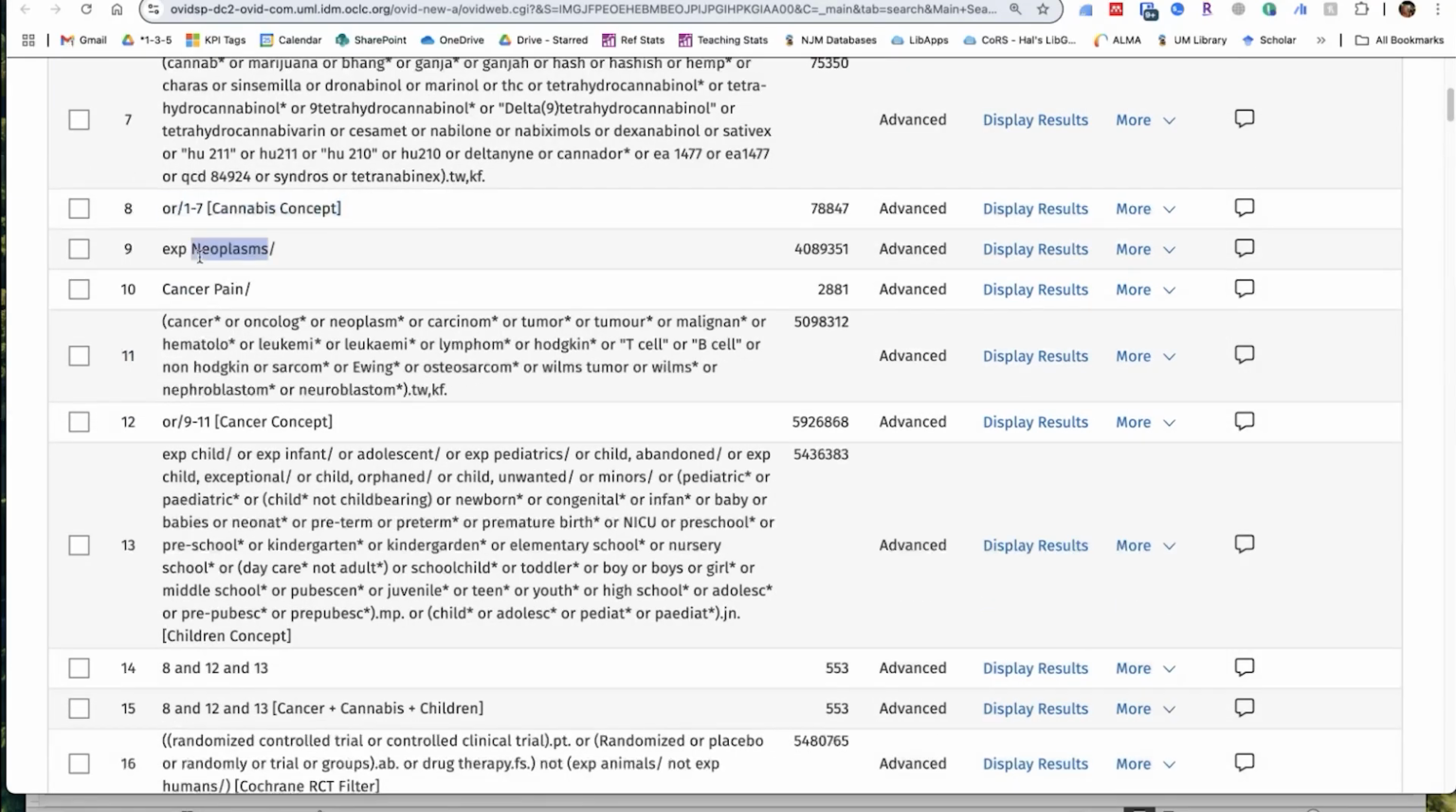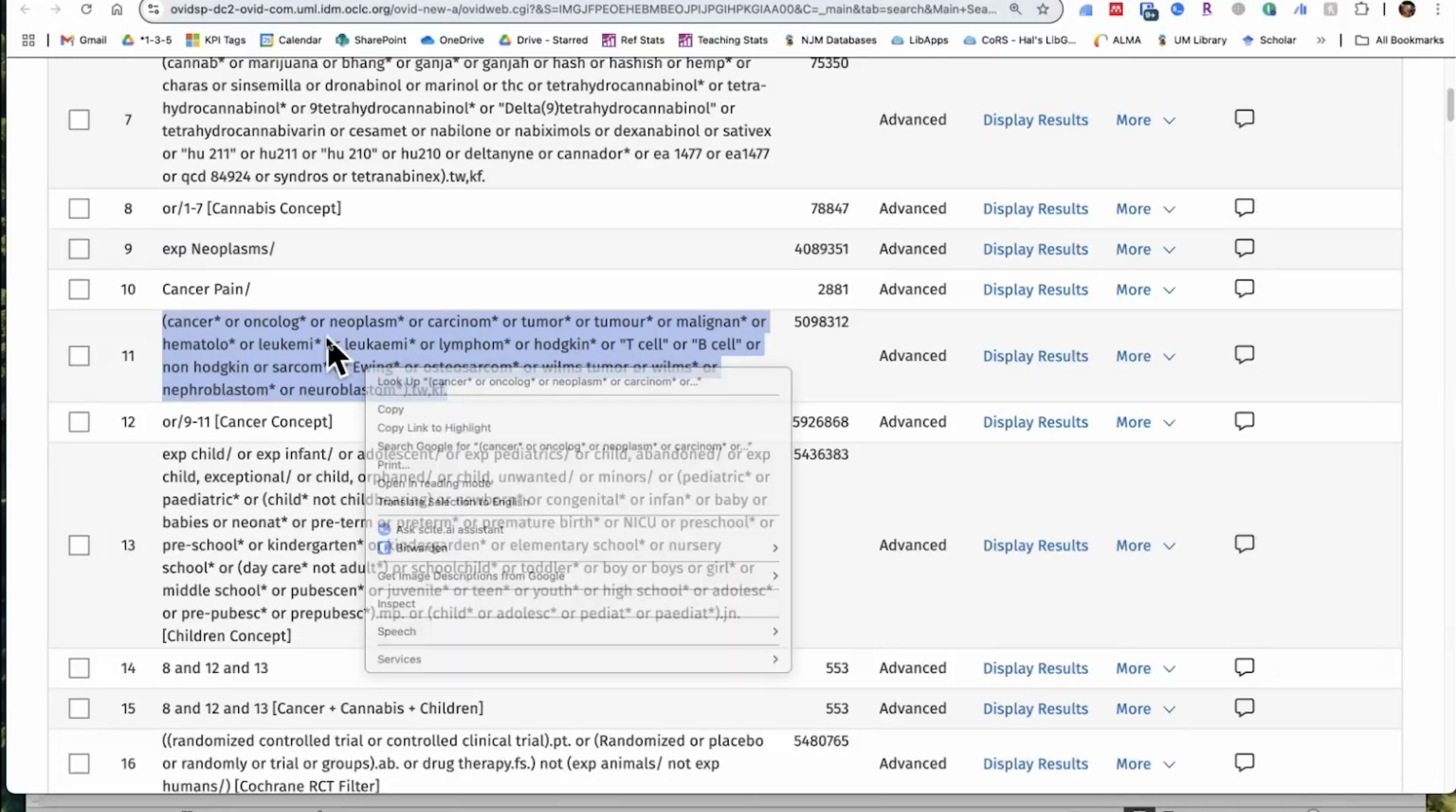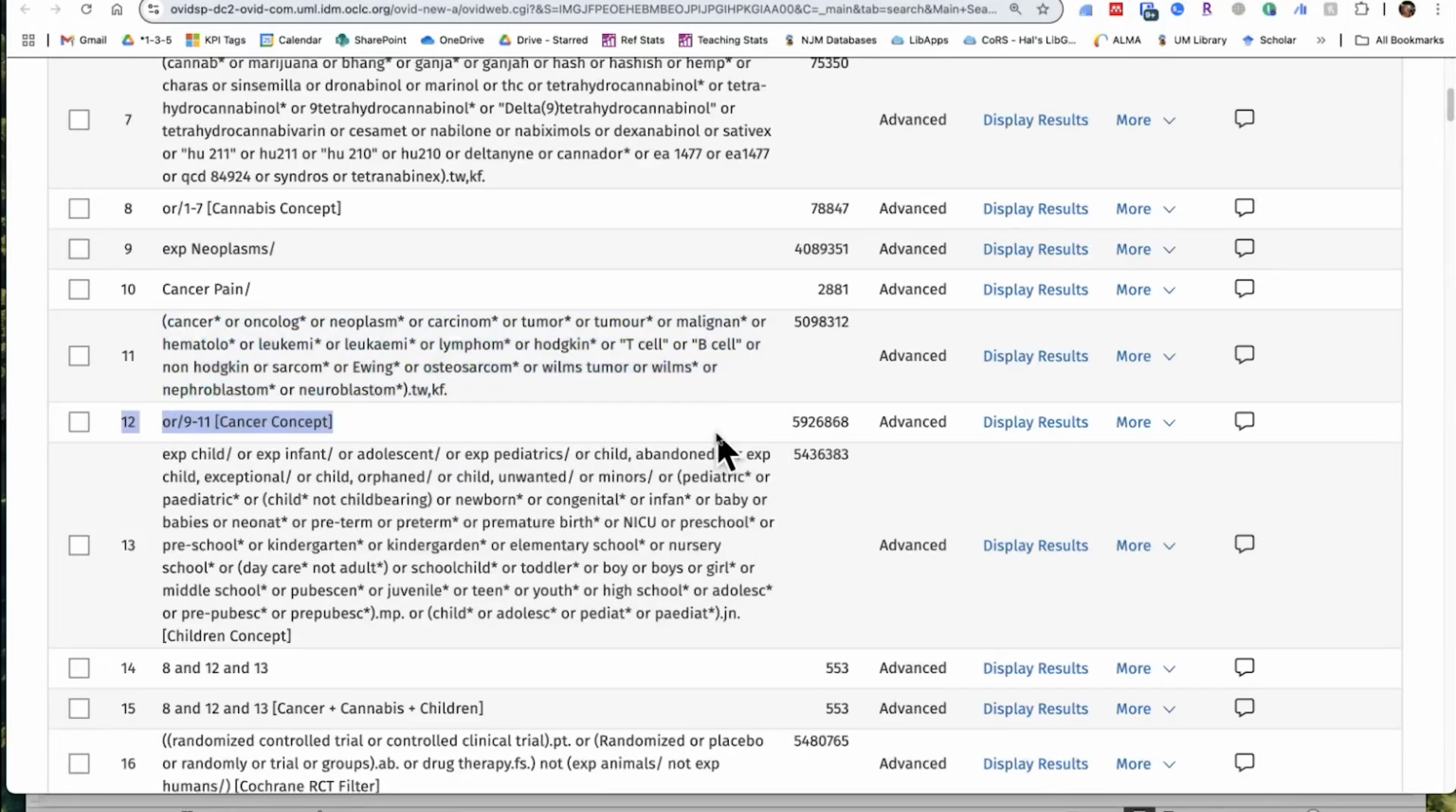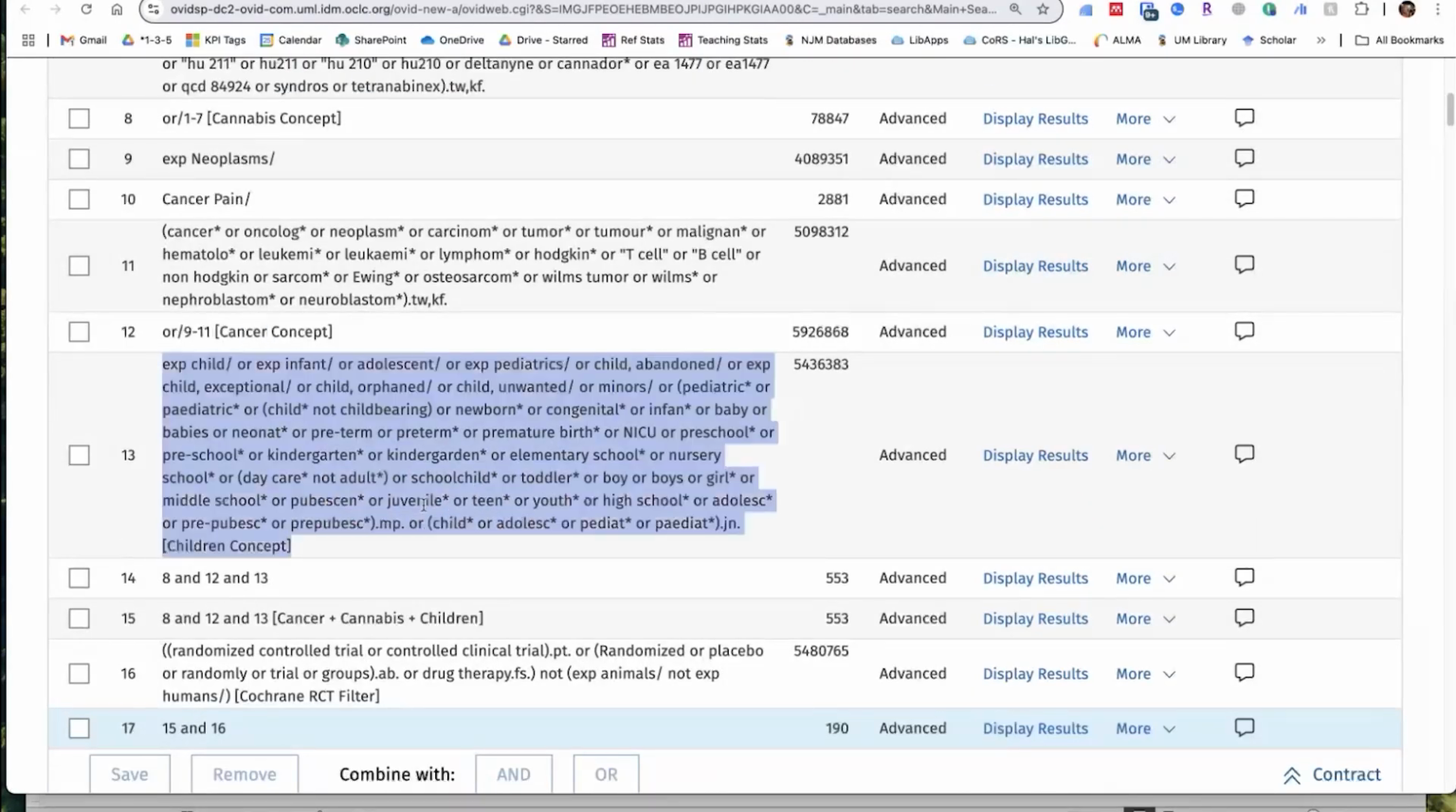And then what I've done here is I've put in my cancer topic. So here I have neoplasms, cancer pain, and then my keywords related to cancer. And then this is my cancer concept right here. And then I'm going to show you what this is in a second. This is what's called a search filter. And what it does is it narrows down just to children. So you can see these are all the articles that are about children in this database.